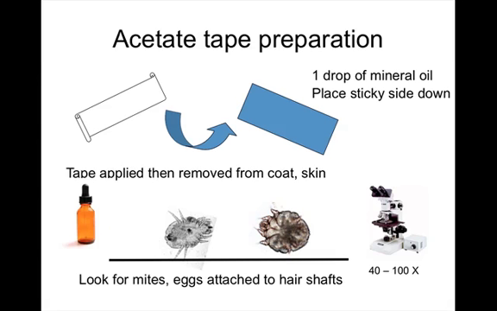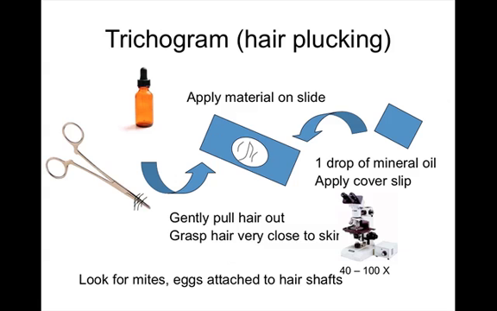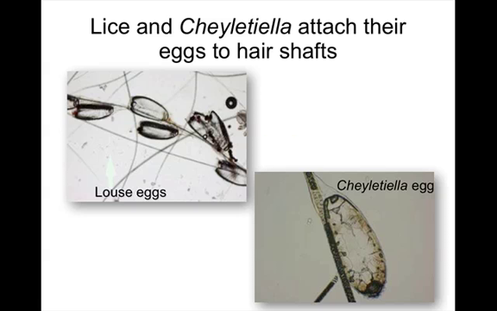And then you can use the acetate preparation as well. You can use a trichogram as well, because some of these mites do lay eggs attached to the hair shafts. So you can find the eggs on a trichogram. That's the example here. Lice and Cheyletiella will attach their eggs to the hair shaft.